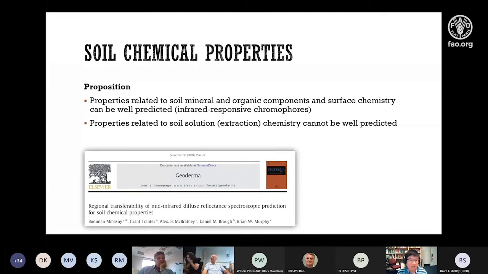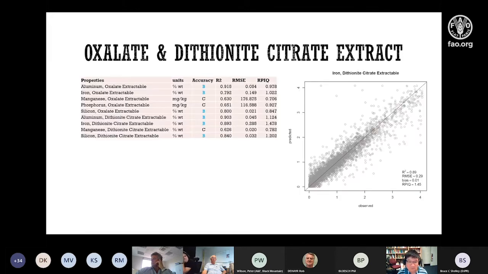Our proposition is that not all properties can be predicted well. There are properties that we know can be predicted well, which are properties related to the mineral and organic components and the surface chemistry of the soil. But if the properties are related to the soil solution, which depends on the extraction chemistry, we don't expect them to be predicted well, because the MIR cannot see the soil solution. It sees your ground soil sample.